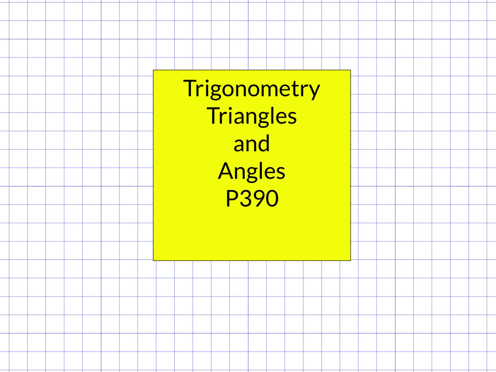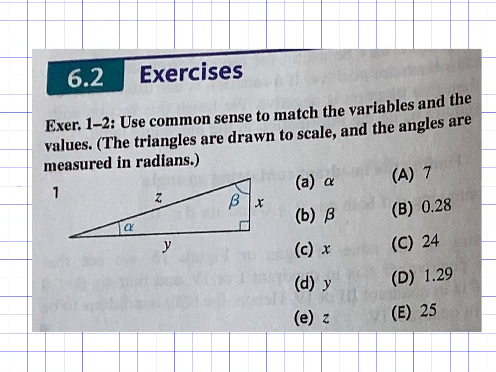Welcome to 6.2 Trigonometry, Triangles and Angles. Okay, use common sense to match the variables and the values. The triangles are drawn to scale and the angles are measured in radians. All right, so think about radians. 180 degrees is pi, which is 3.14 radians. 90 degrees would be 1.57.